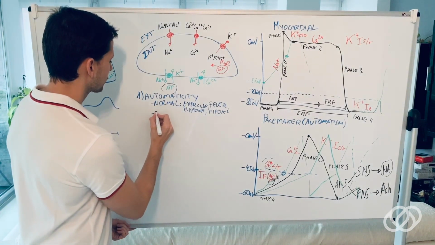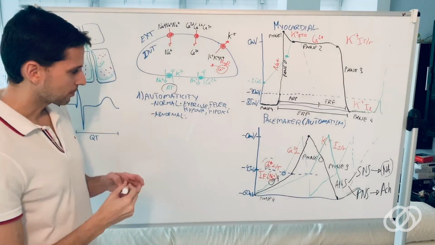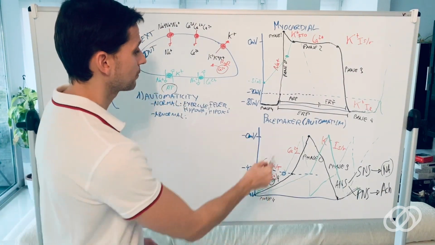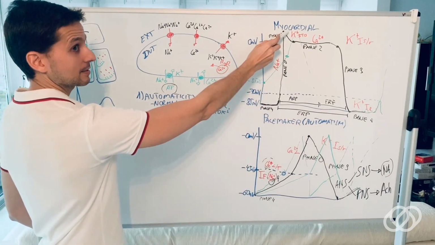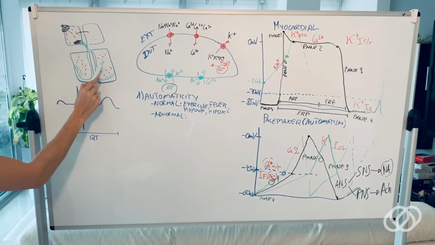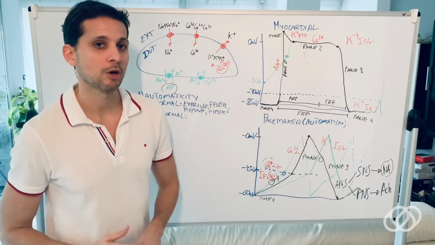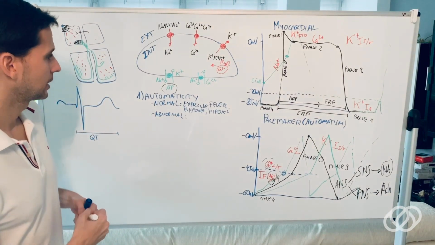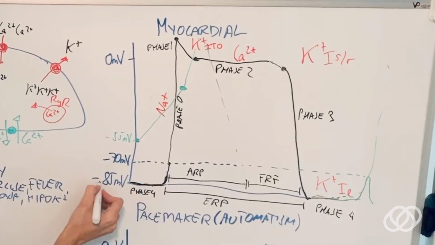Then we are going to have what is called the abnormal automaticity. The abnormal automaticity means that a cell that is not usually prepared to perform the pacemaker, the automatism property, usually myocardial cells that can be either in the atriums or in the ventricle, they start firing, so they start having automatism. Why does it happen? Usually because there is something that brings the voltage of the cell less negative.